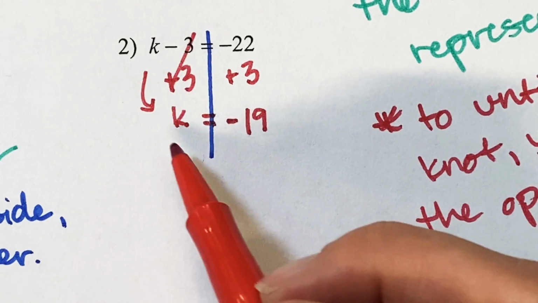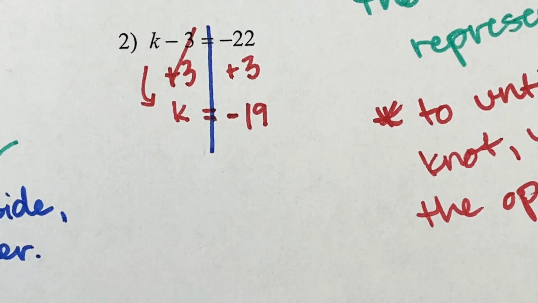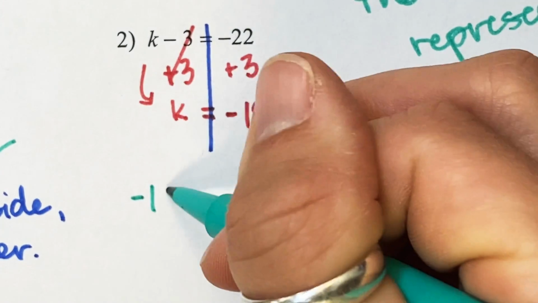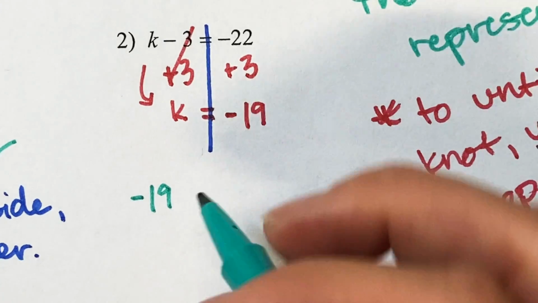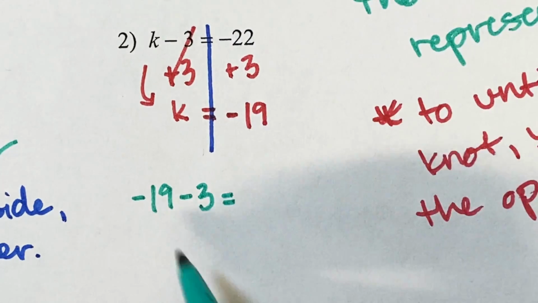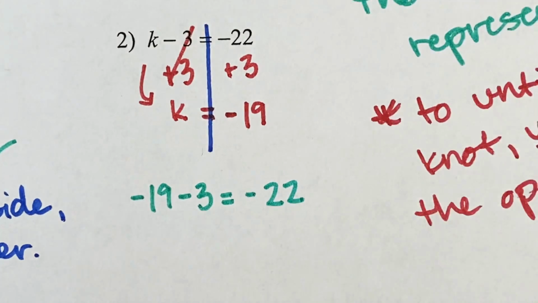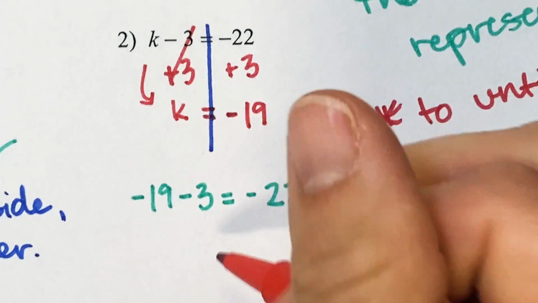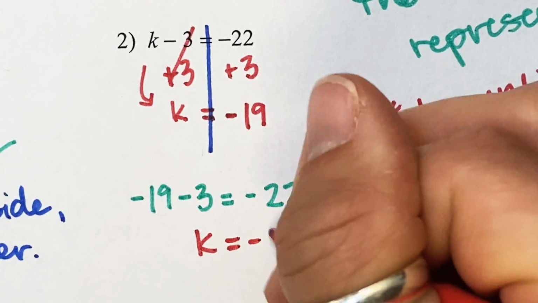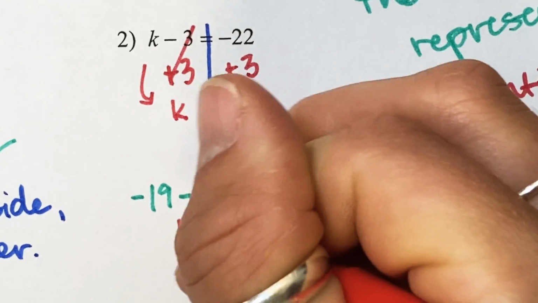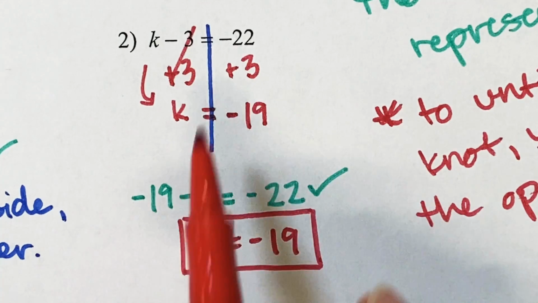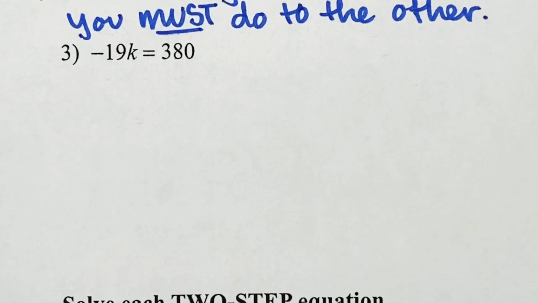Okay, so our variable is all by itself. So let's go ahead and check to see if negative 19 really is our answer. So we have negative 19. I'm going to plug in for what used to be my k. Minus 3. Does that give me negative 22? Yes, it does. Okay, so we checked our answer. So we know that that is k equals negative 19. That is our answer. Okay, again, we only had to do one thing, one step equations.